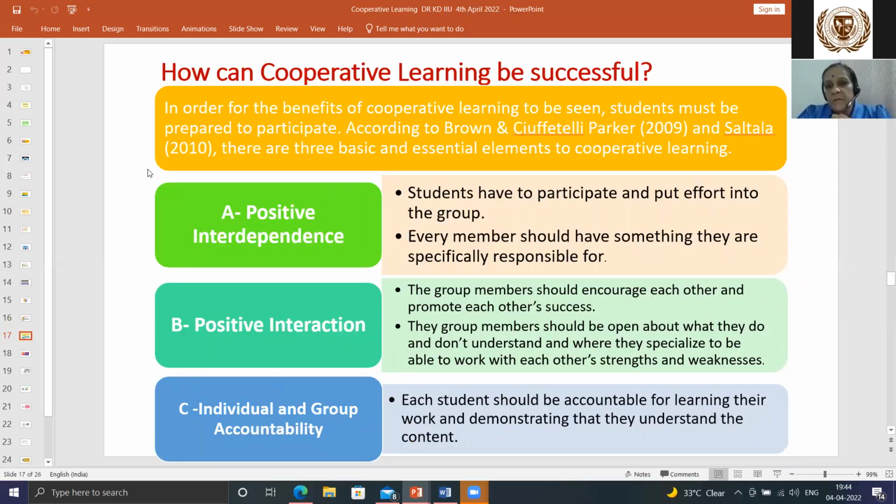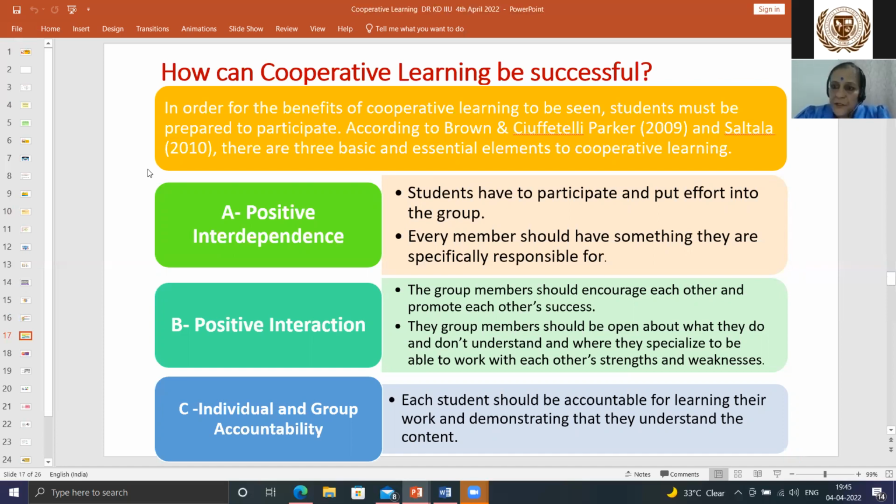How can cooperative learning be successful? In order for the benefits of cooperative learning to be seen, students must be prepared to participate. According to Brand and Fortfield Parker 2009 and Sullivan 2010, there are three basic and essential elements to cooperative learning.